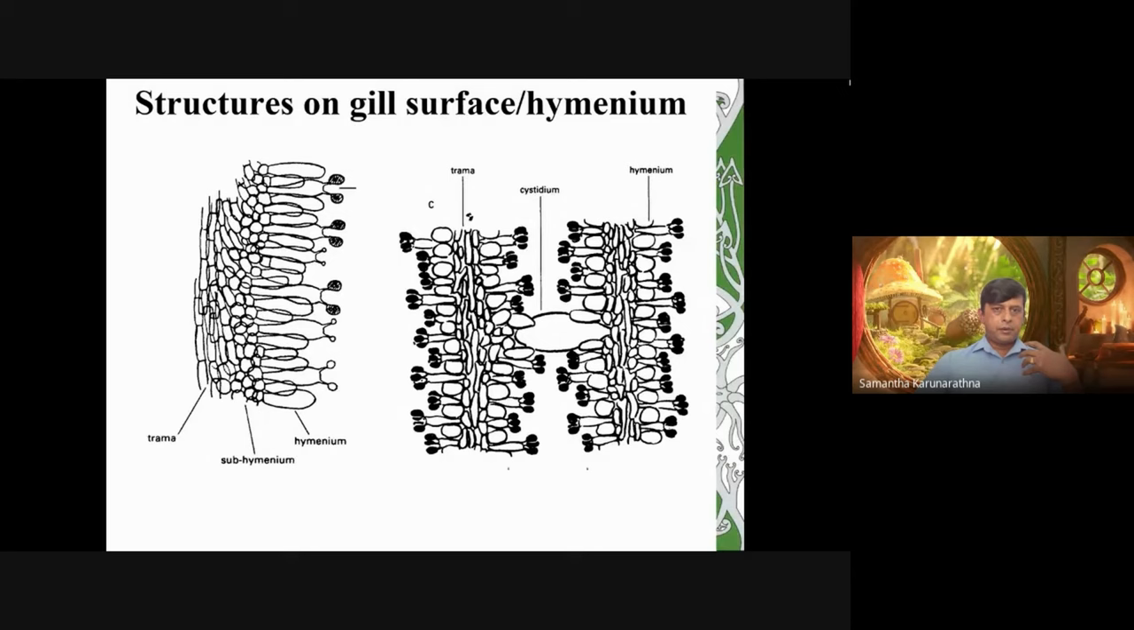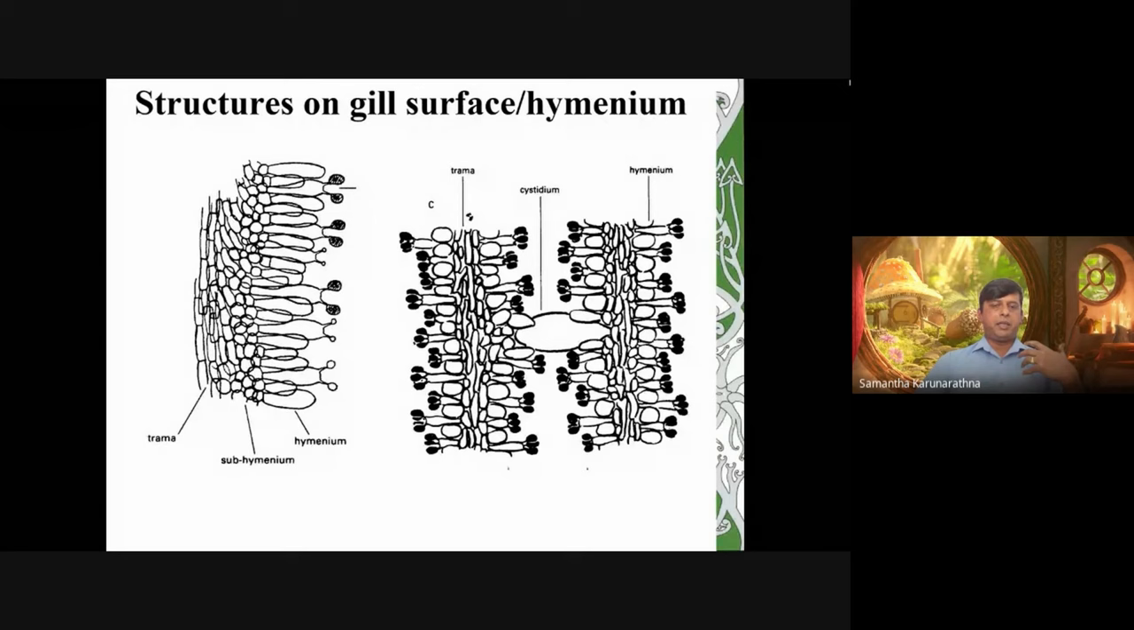These are the different parts you can see in the gill surface or the hymenium. As I mentioned, the bigger cells you can see are cystidia. And one explanation for the purpose of cystidia is to keep the gills apart.